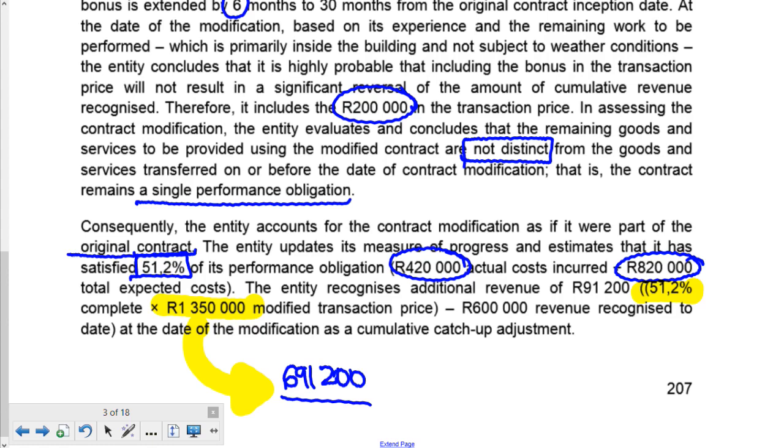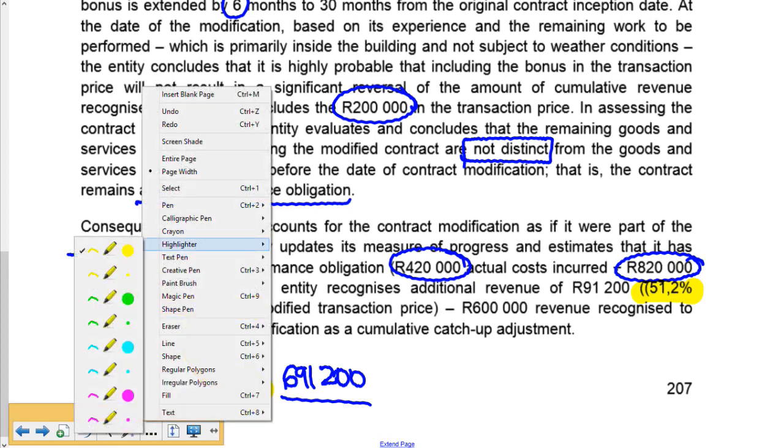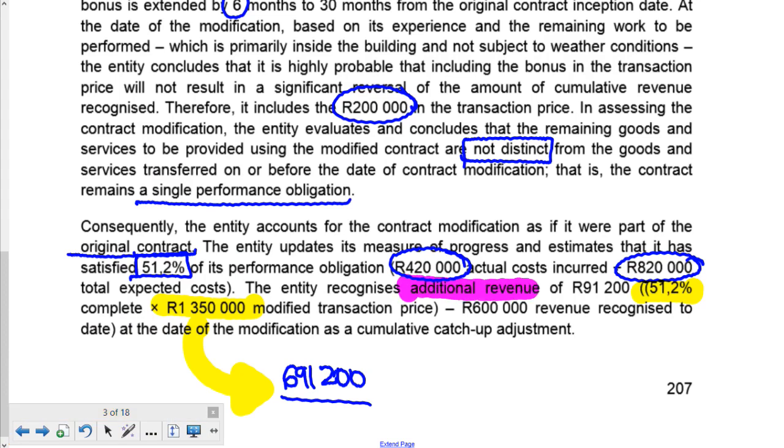Is that what you get? 691,200. And so therefore, at the date of the modification, I'm going to account for additional revenue of 91,200. Because I had only recognized 600 of revenue, but now according to my revision, I've revised costs, I've revised percentage completion, and I've revised price, and so now my revenue changes. So this is an example of a contract that is modified where we catch up. Yeah? So the goods and services are not distinct and we catch up.